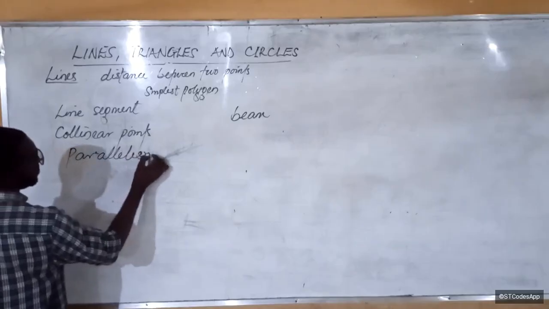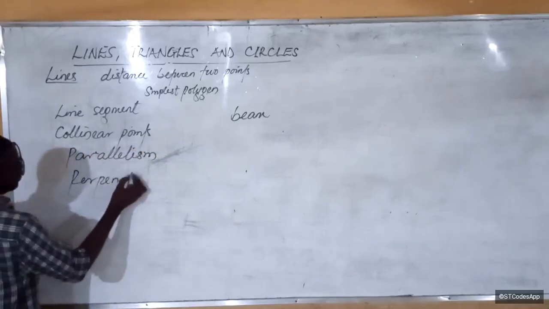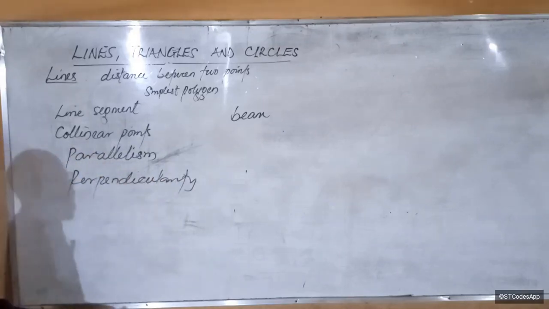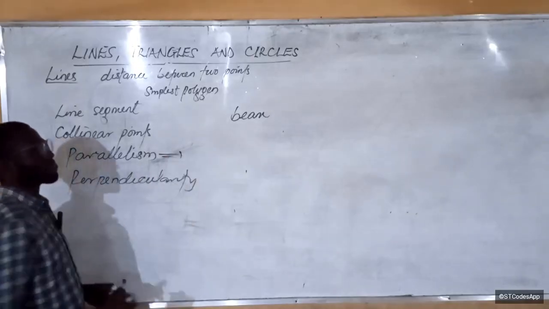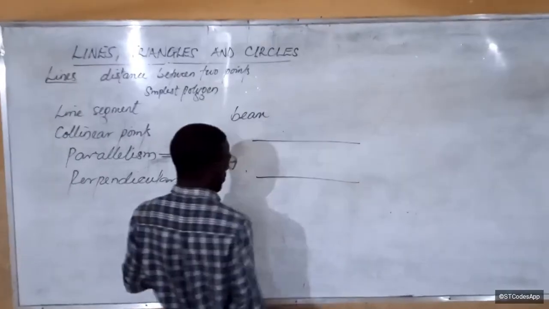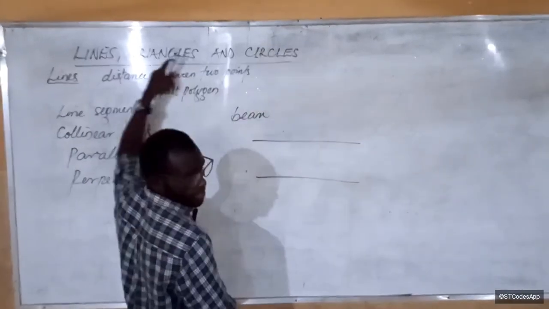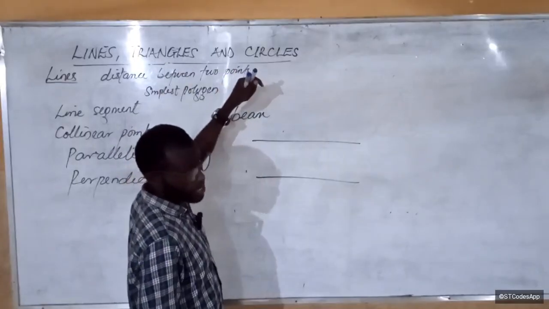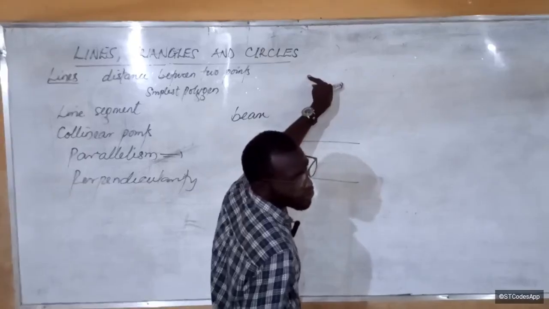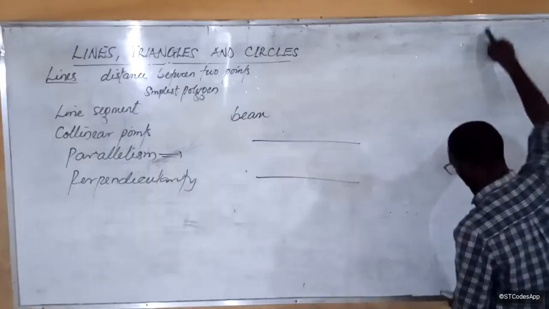Parallelism and perpendicularity. So what is parallelism? For example, look at these two lines. Or look at this board, in fact. Why is this board straight throughout like this? Yes, it is, or at least it's presumably straight, right? Why is it straight? The same distance throughout.